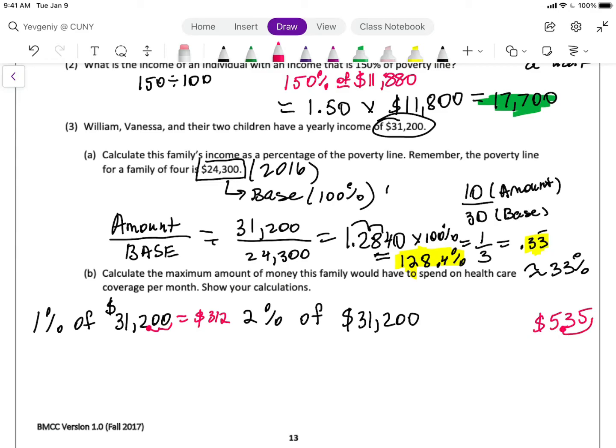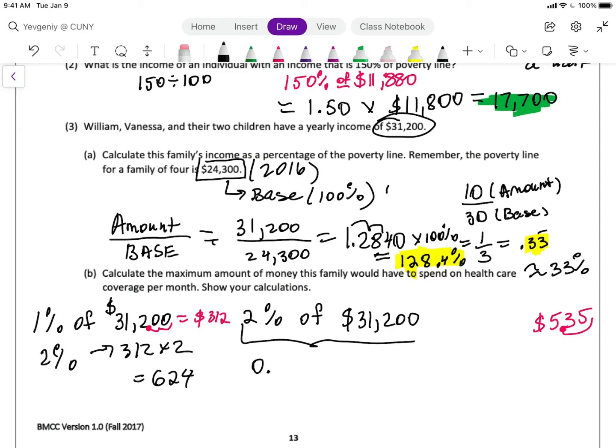Okay, quick calculation. All right, 10%, you only move one place. All right, so then 2% would be double that. So 2% would be 312 times 2, because it's percent and a percent. So that's 624. All right, now you don't have to do it this way. You can just go ahead and do this the traditional way.